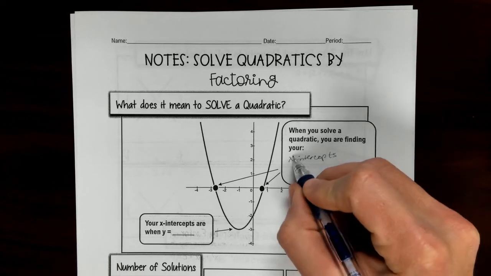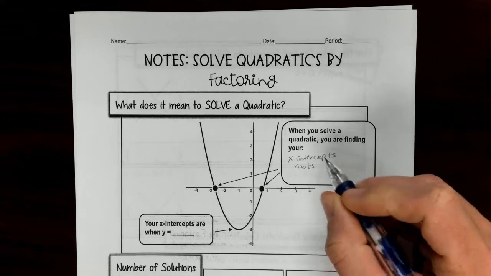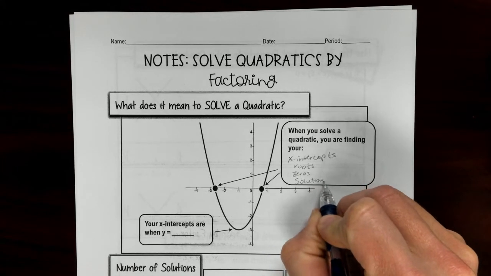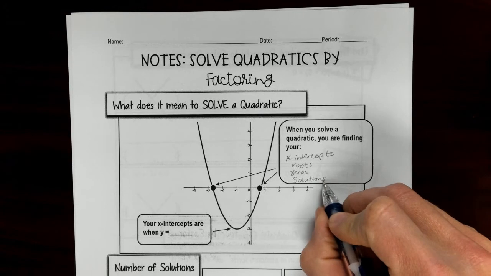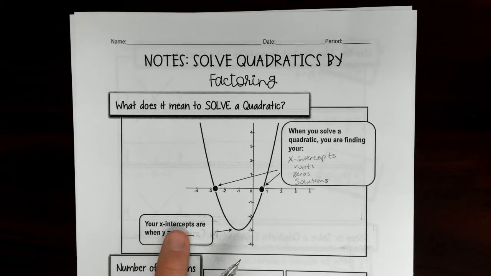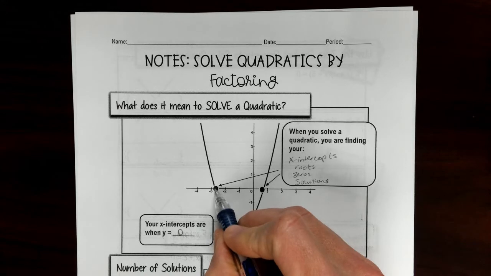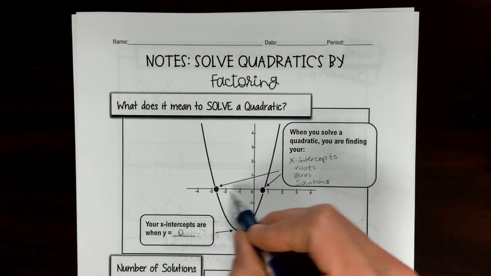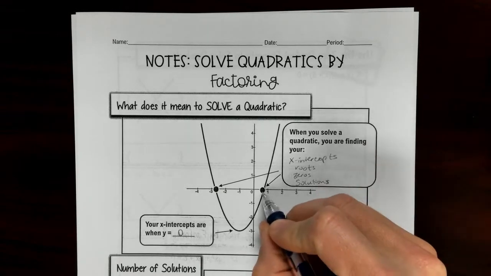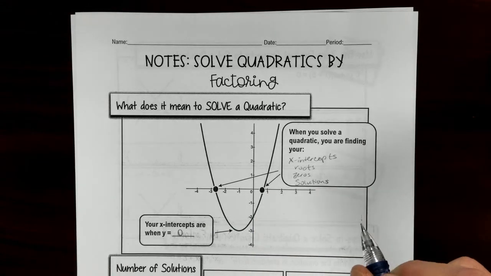Now we've got more words for x-intercepts. We also call those roots, or we call them zeros, or we call them soluciones. Those all mean, again, where the quadratic touches the x-axis. And it says your x-intercepts are when your y value is equal to 0, because again, the only way for me to lie on the x-axis is for me to have a y value of 0. Okay, so today we're going to look at how to find these x-intercepts without a graph.